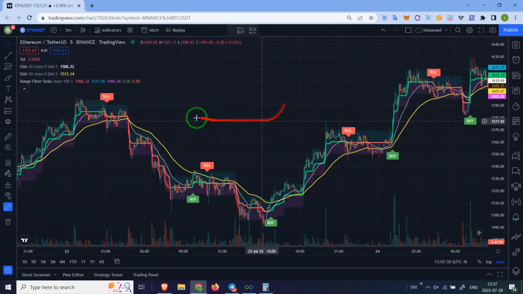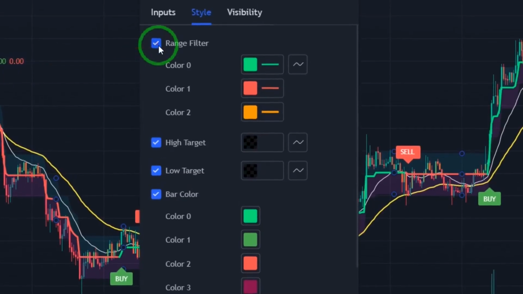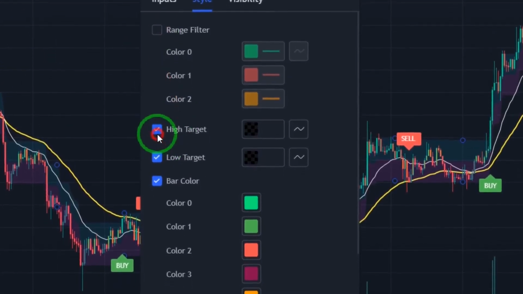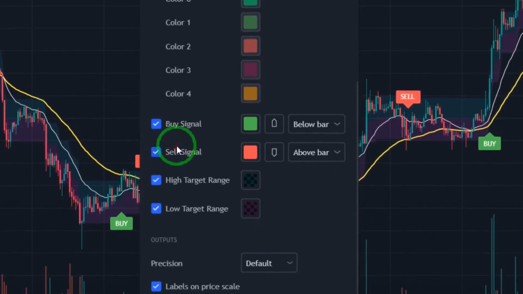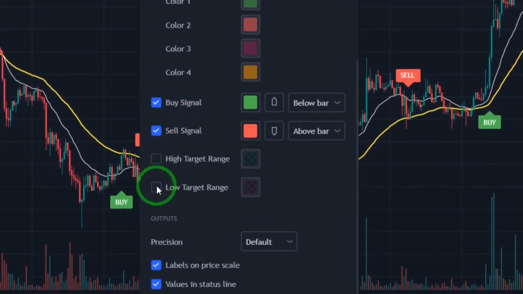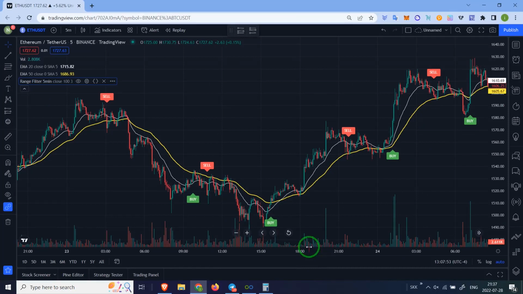This indicator has many features that we do not use most of them. So we go to the indicator settings and disable the items that are not needed. Just like me, disable these items to have a clearer chart. Now everything is ready, and we come to the most important part of the video. How exactly should we trade and where should we set take profit and stop loss?